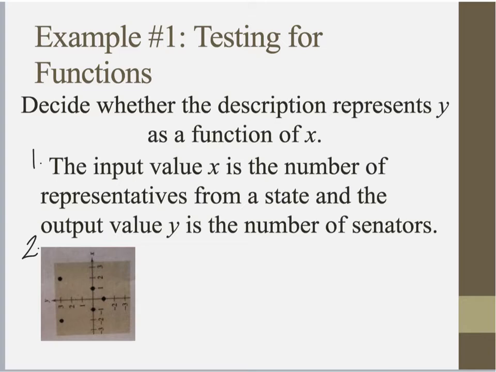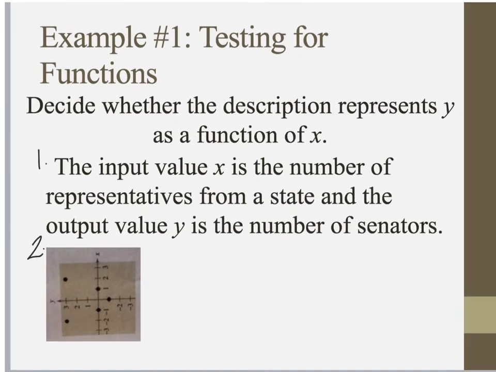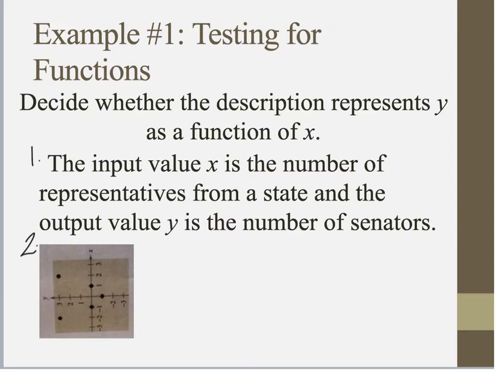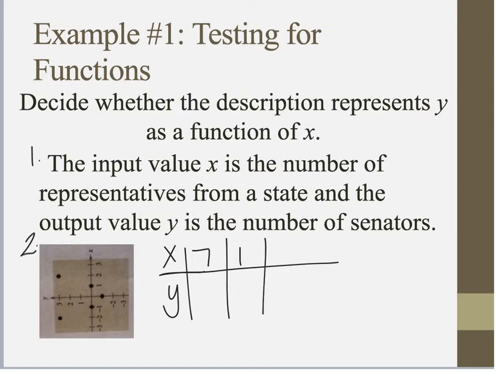But the number of U.S. senators per state is 2, no matter what. So if we were to chart that, we'd have our X and our Y. All of our X's might, for the most part, be different. So we may have, like I mentioned, 7 for Alabama, 1 for Alaska, 9 for Arizona, and 4 for Arkansas, just to throw another number in there. But all of the senators are 2.